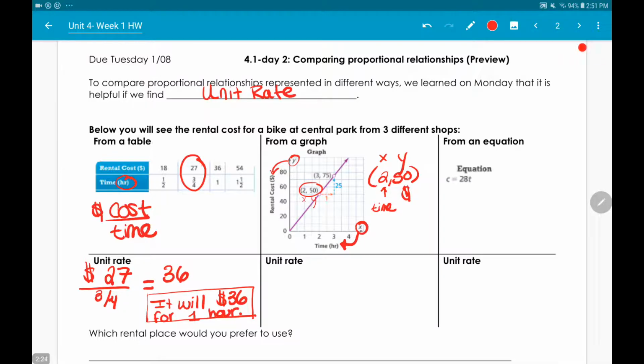So when I set up my unit rate, I'm setting it up with 50 on top, because we're doing cost over time, divided by 2. And when I do that in my calculator, I get 25. So again, that means it will cost $25 for 1 hour.